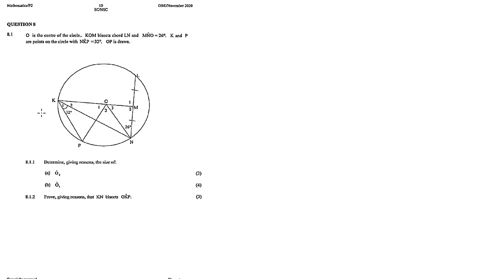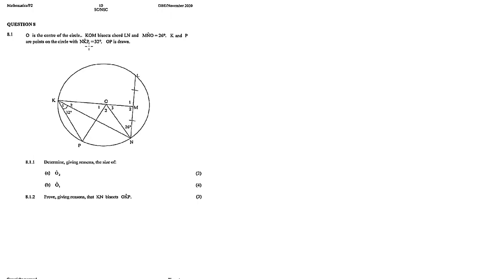Now, 8.1. O is the center of the circle. KOM bisects chord LN, and angle LNM is 26 degrees. K and P are points on the circle, with angle NKP equal to 32 degrees. OP is drawn. So this is the circle, and another thing to note is that O is the center of the circle.